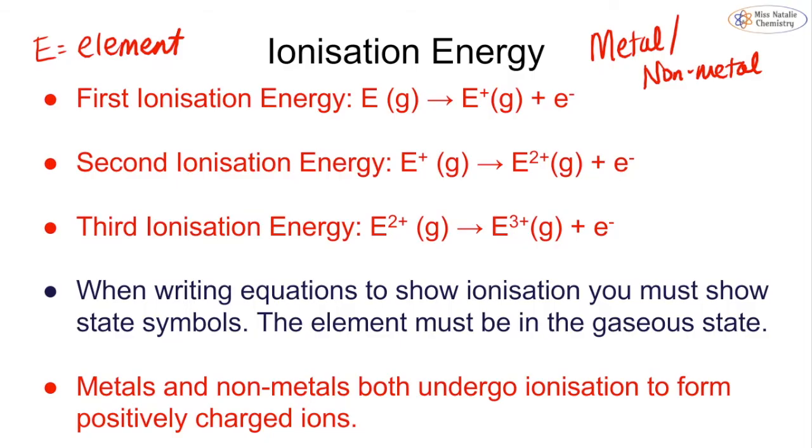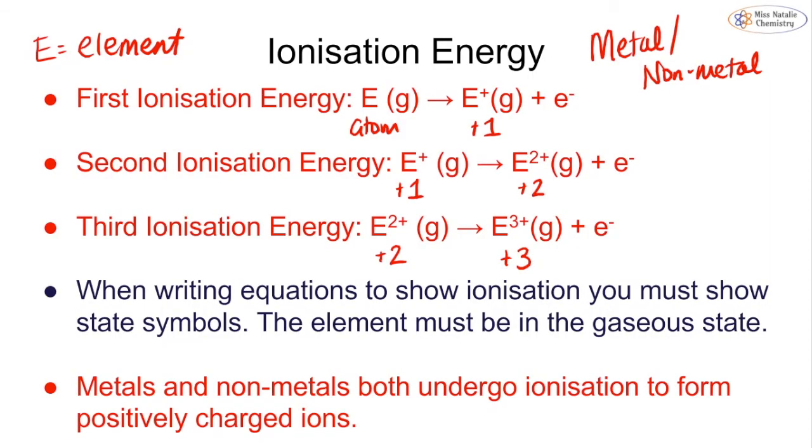So the first ionization energy is to go from this atom to a 1 plus ion. The second ionization energy would be to remove a further electron, going from the 1 plus to a 2 plus. Third ionization energy would be to go from a 2 plus and remove another electron to get a 3 plus ion. And we would continue that until we've removed all of the electrons from our element, and it is then whatever charge it would be based on the atomic number.